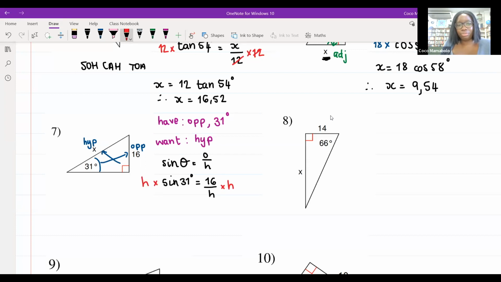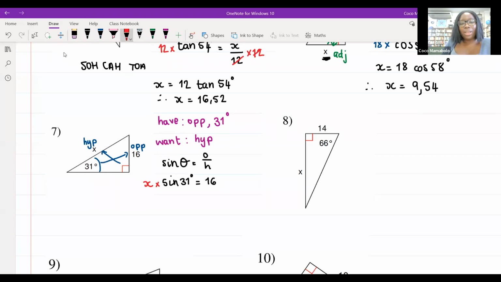Multiply by h. Okay. Oh, why am I lying to you guys? It's not h anymore. It's x. Yes, thank you, Puseleto. Sorry, guys, it's x. So we're going to go ahead and multiply by x on both sides. And then the x's on this side will cancel. So what I'll actually end up with is x sine 31 is equal to 16.